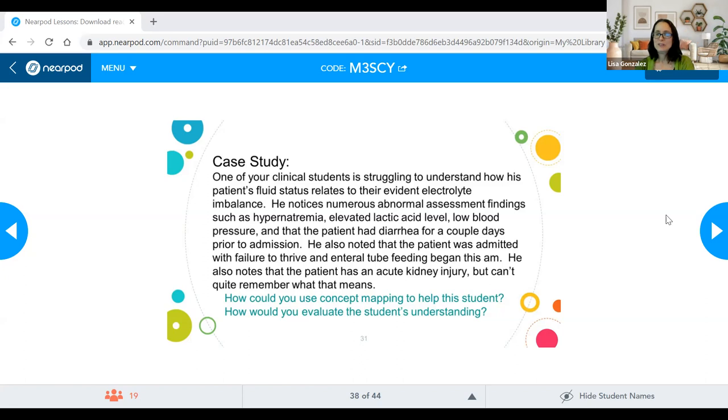So we talked about a lot of different concept mapping strategies. Is this a more entry-level student or more senior? For me, this is like a second-year student. But it could be an entry level. That's a good idea. We have to consider the level of student. Let's say it's an entry level student and they just kind of know fluid balance and electrolyte maybe.